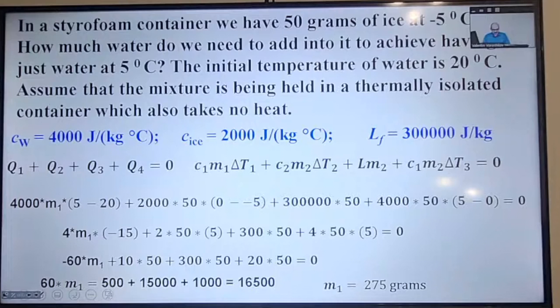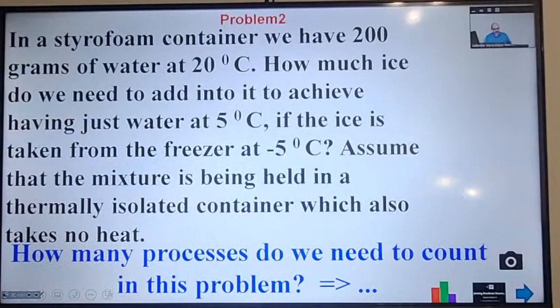So, this is the problem number 2, which is very similar, and I would ask everyone to make a snapshot and discuss this problem, but then solve it using the strategy from problem number 1.